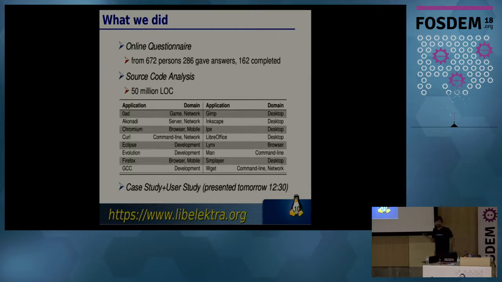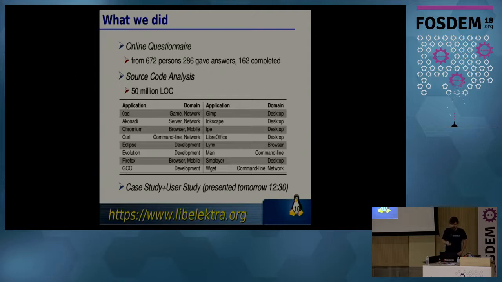We also had to check if what the people are saying actually reflects reality. So we also did a large-scale source code analysis of these 16 applications, which are shown here, and we looked at all getenv occurrences in these applications. Then we also did case studies and user studies. This user study will be presented tomorrow. There's also a poster outside showing a little bit about it.